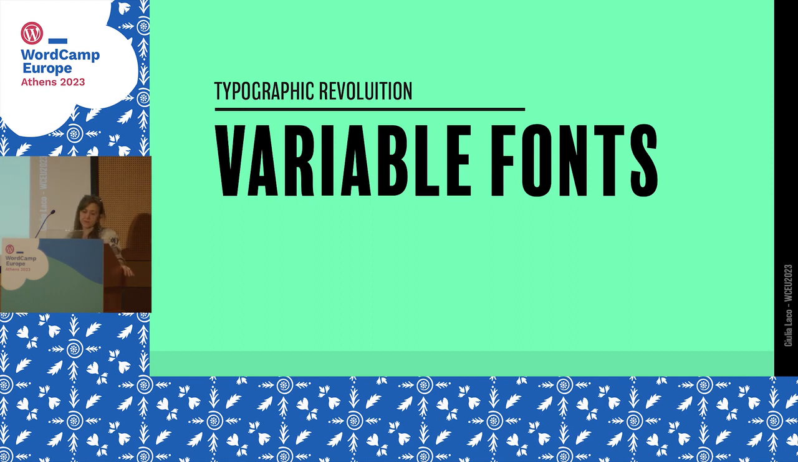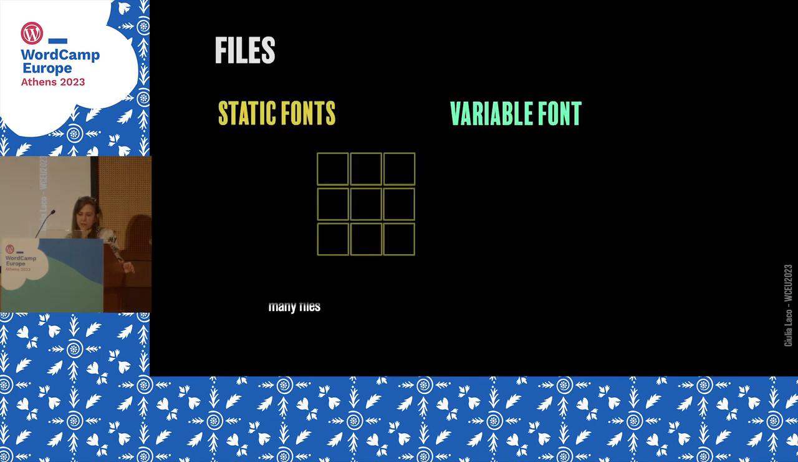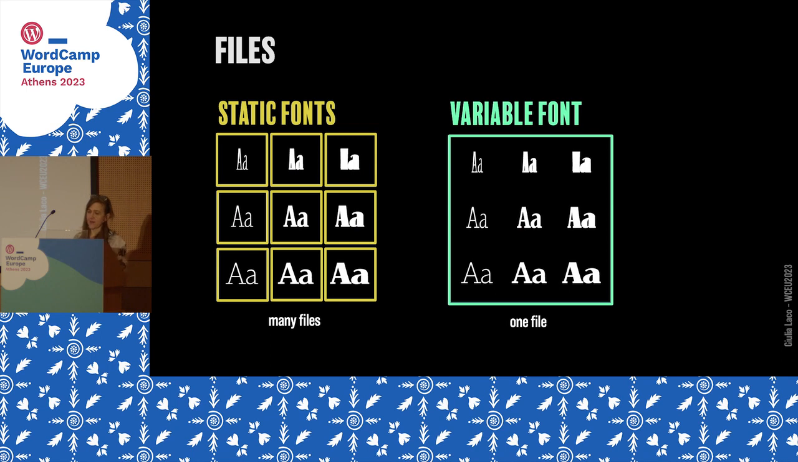With regard to variable fonts, a variable font is one font instead of different fonts. I mean, one file instead of different files. If you had to upload all those files of static fonts, you had 9 files, for example, and here you have one file with the same results, and all the intermediate shapes that you can have. For example, this is a font with 2 axes of variation, width and weight.